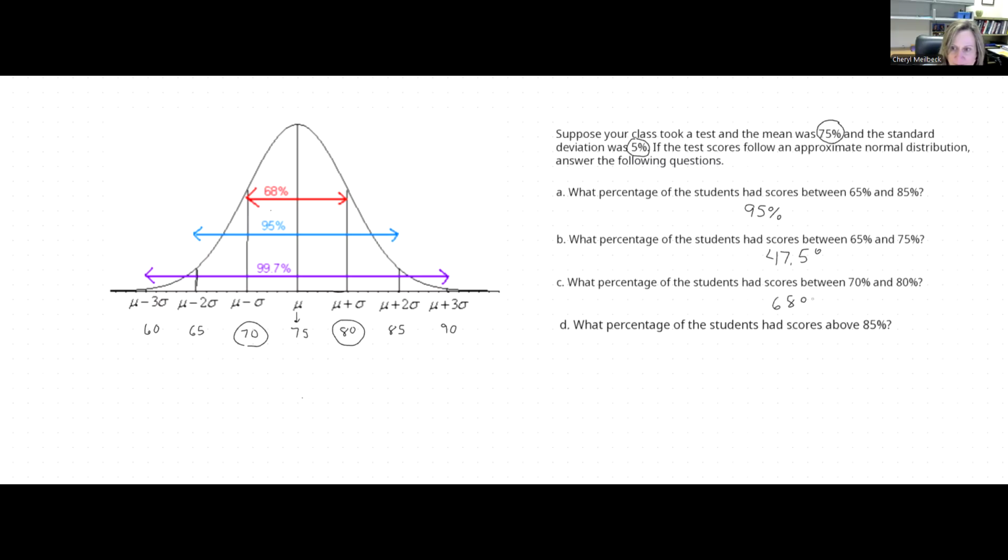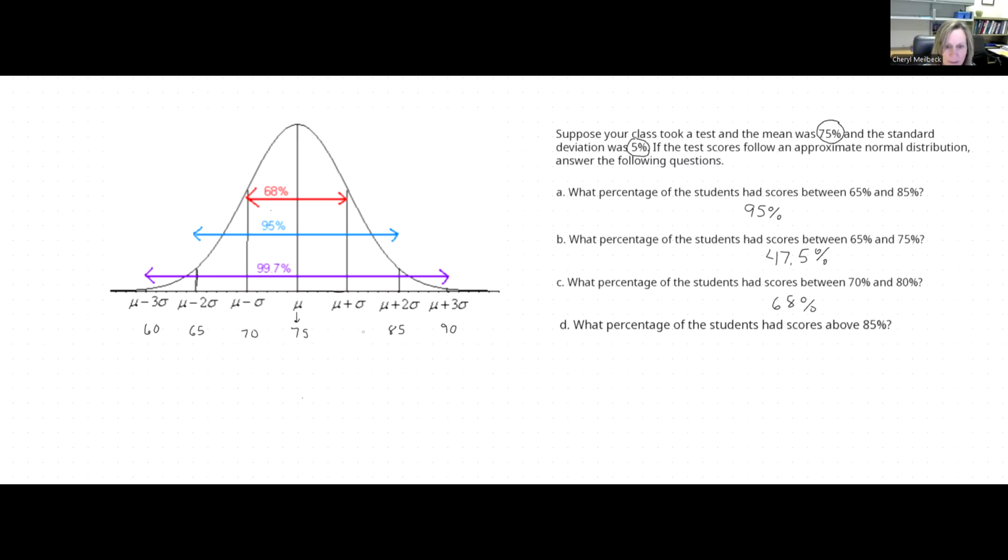This isn't degrees, it should be percent. Now we look at D, which says what percentage of students had a score of 85%. Sometimes the best way to do these types of problems is to find out what percentage is in each little block here. So we're going to go back and do that, because that's going to help us out in the long run.